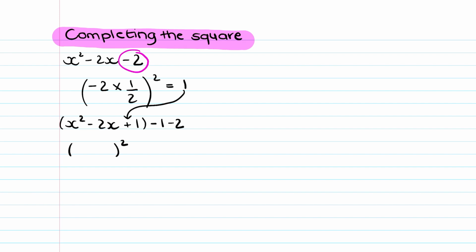Awesome. So the next step, I'm going to draw a bracket and I'm going to square it. Then I am going to simplify my q value, which is minus 1 minus 2, equal to minus 3.